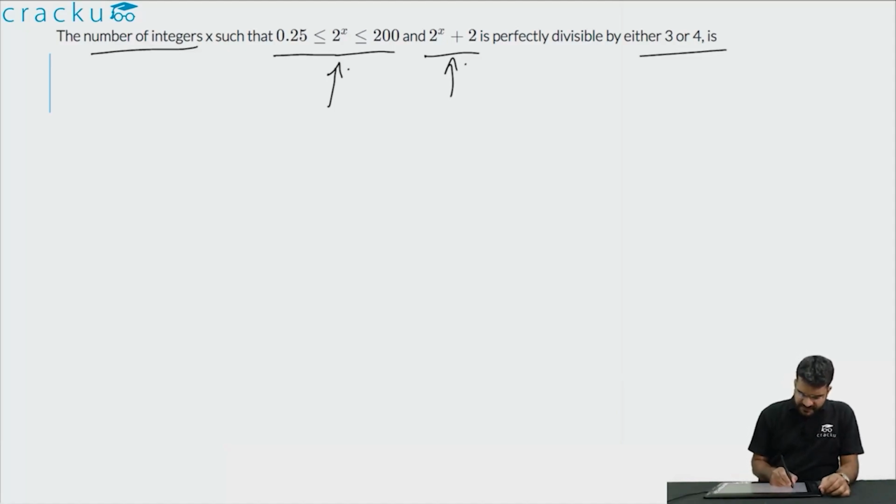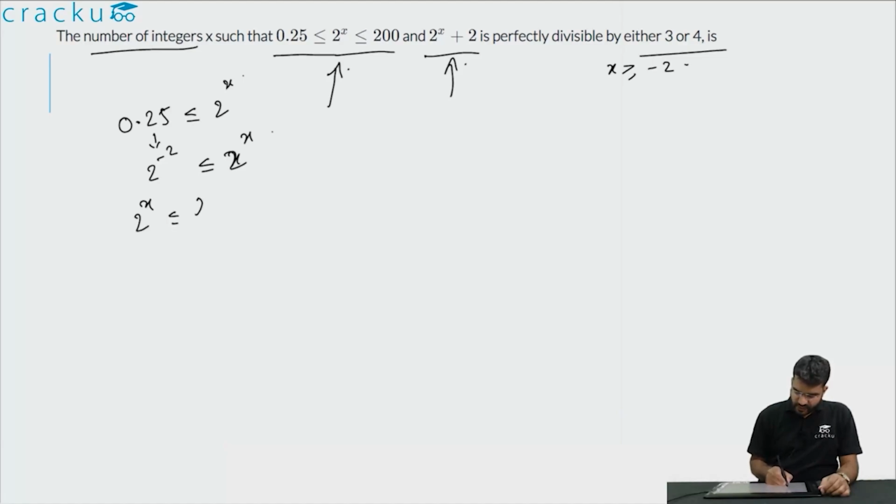First we know that 0.25 is less than or equal to 2 to the power x. 0.25 is 1 by 4. This is equal to 2 to the power minus 2 is less than or equal to 2 to the power x. So this would imply that x is greater than or equal to minus 2. Similarly, we know that 2 to the power x is less than or equal to 200. So if you are looking at the powers of 2, the highest power of 2 which is less than 200 is 128, and the next power of 2, that is 256, is greater than 200. 128 is 2 to the power 7. So x is less than or equal to 7.